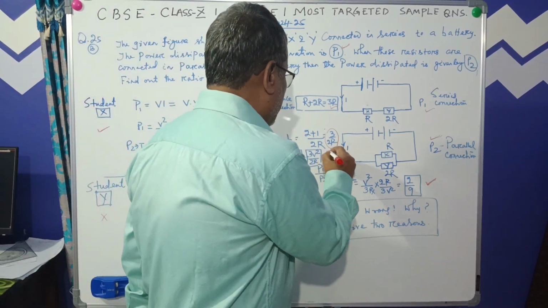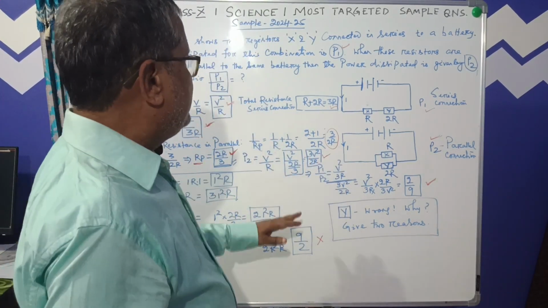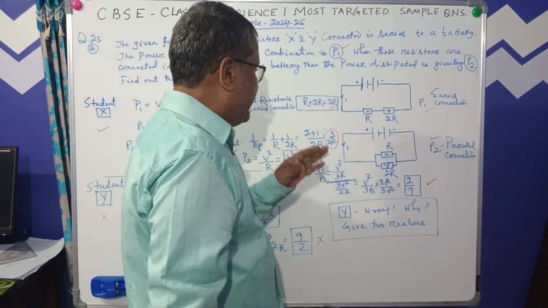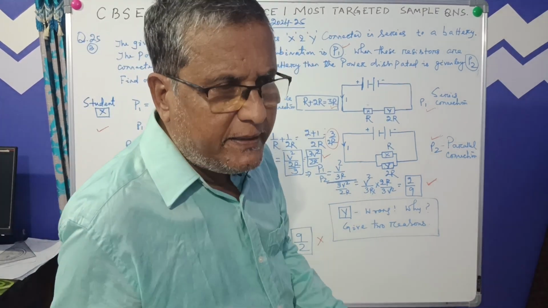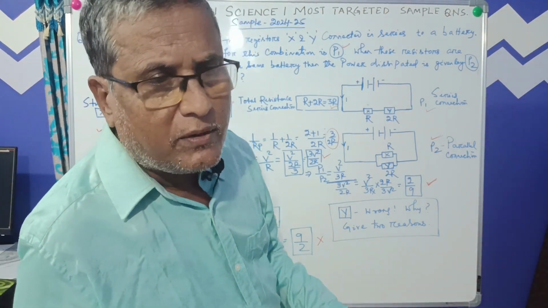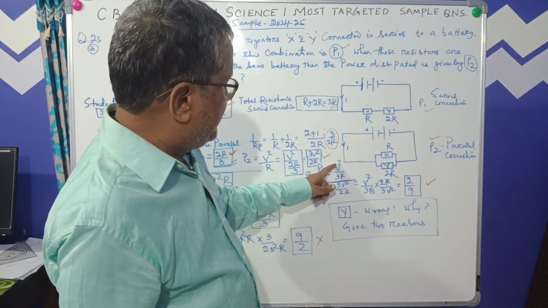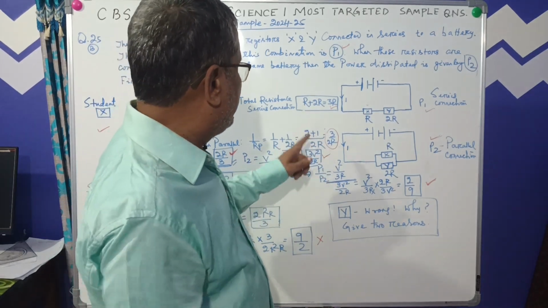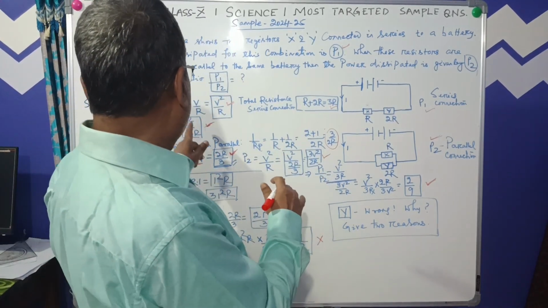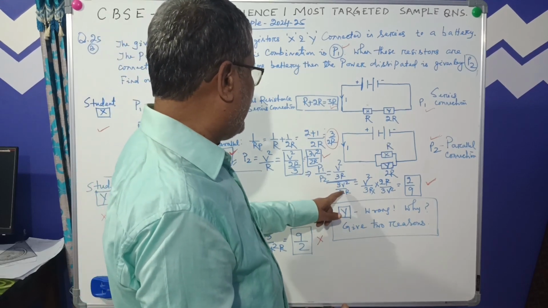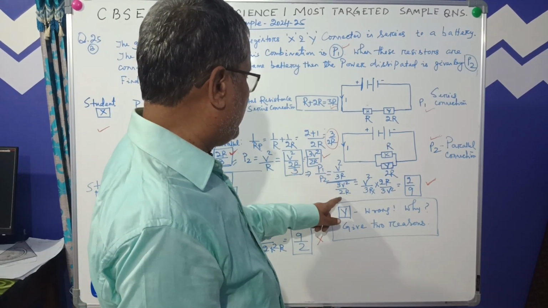So this is P2. Now student X got P1 and P2. Now it is very simple to calculate the ratio. P1 by P2: P1 is V square by 3R, and P2 is 3V square by 2R.